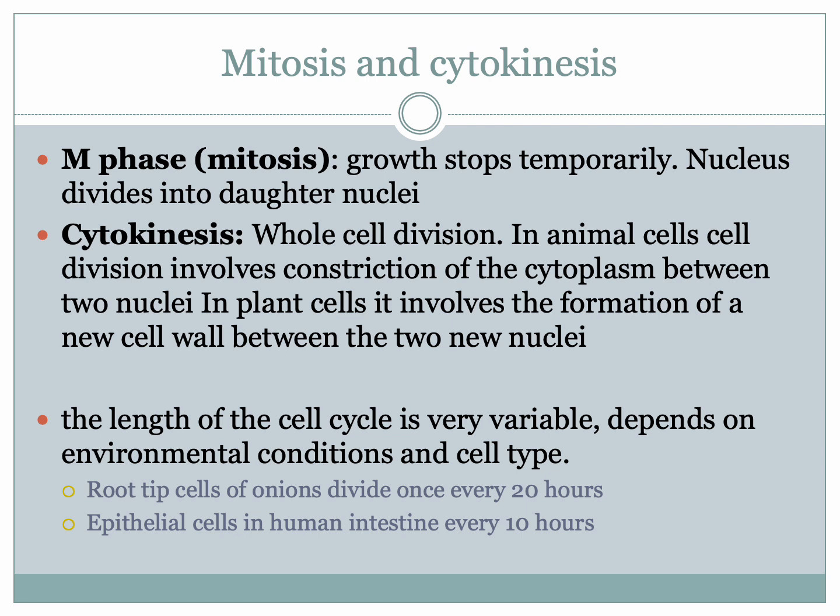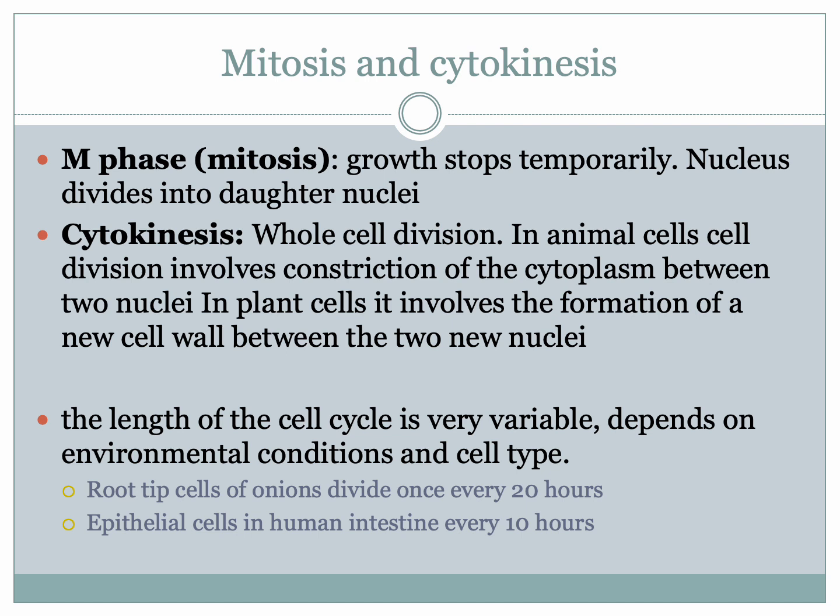After interphase, the cell enters into the M or mitosis phase. Growth temporarily stops, and then the nucleus divides into two daughter nuclei. There are four main parts to mitosis: prophase, metaphase, anaphase, and telophase. Following mitosis, the cell then goes into cytokinesis, where the whole cell divides.